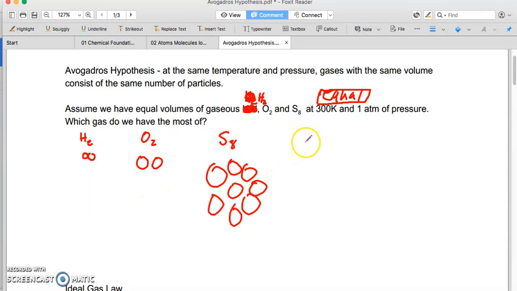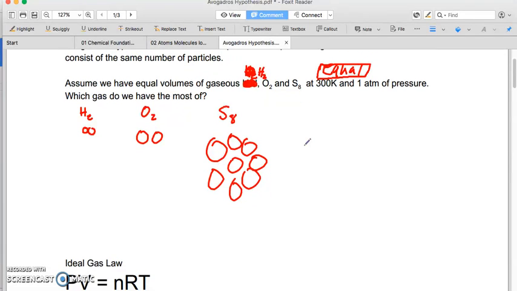But that's not the way it works. The volume of a gas is not determined by the particle size because these particles are already so small. The particle size really has a negligible effect on the volume of the gas. What determines the volume of the gas are pressure, temperature, and the amount of particles that you have. Okay, if pressure and temperature are the same, then you have equal number of moles. So these are all equal.